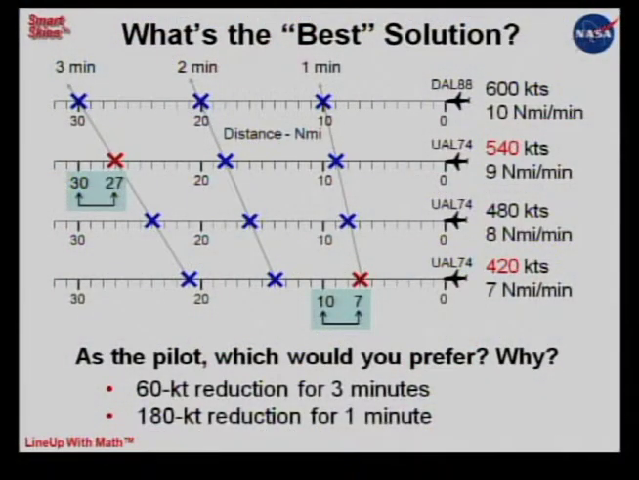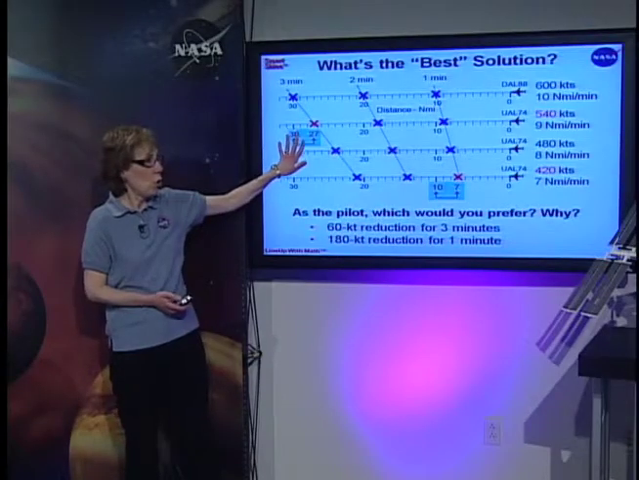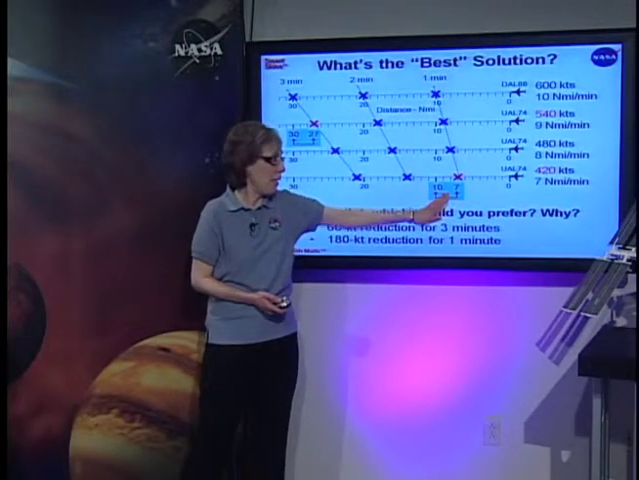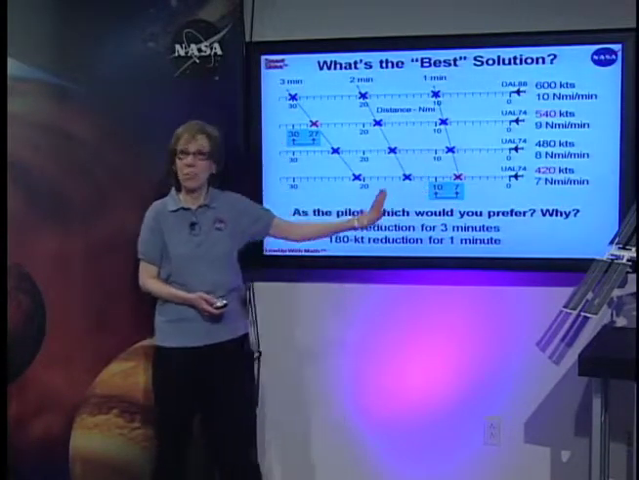But this is an application problem, and we can think in the context of the application, is there a best answer? There may be more than one mathematically correct answer, but is there a best answer? And if you were a pilot, what would you rather do? Would you rather slow down a little bit, maintain that speed for 3 minutes, and then speed back up? Or would you rather make a big speed decrease for 1 minute and then shoot right back up to the original speed?